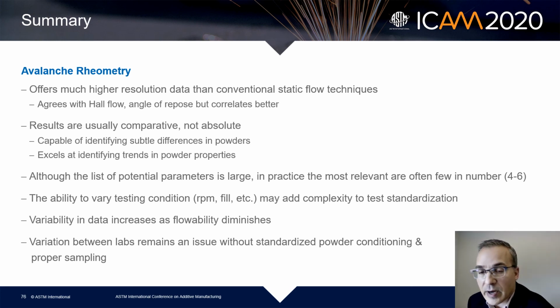Although the list of parameters can look daunting, really it oftentimes falls down to a much fewer set of 4, 5, or 6 parameters. The ability to change the test conditions may add some complexity as we go to standardize these methods. As we've seen, the test parameters themselves can affect the results. And so that adds a little bit of complexity when we try to define specific test methods.